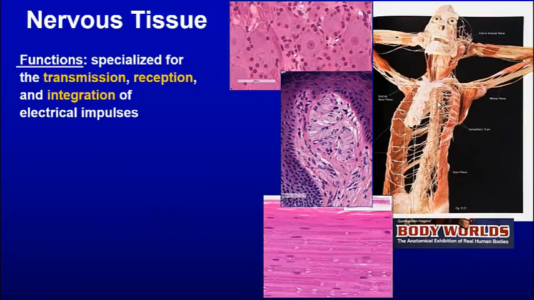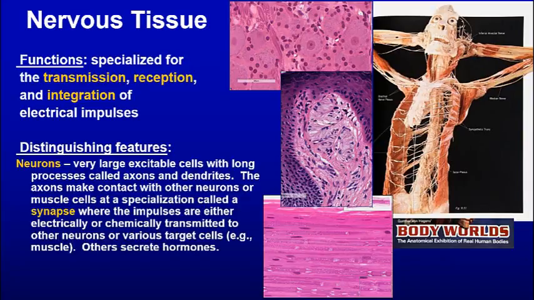So nervous tissue is specialized for the transmission, reception, and integration of electrical signals. That's what it does. It transmits, allows you to move. It receives, it allows you to feel. And it interprets the images to know how fast you need to run, for example.